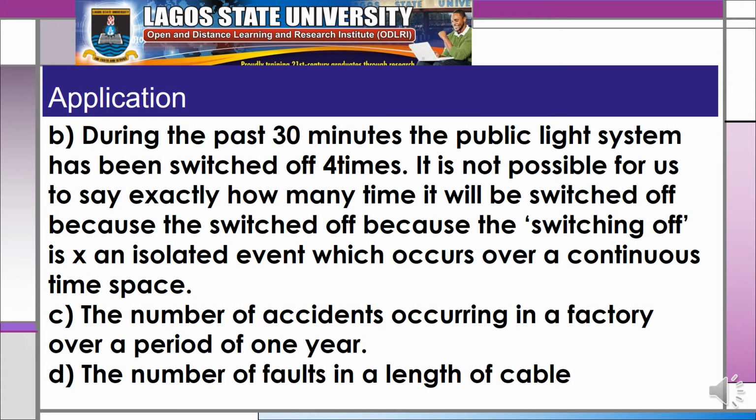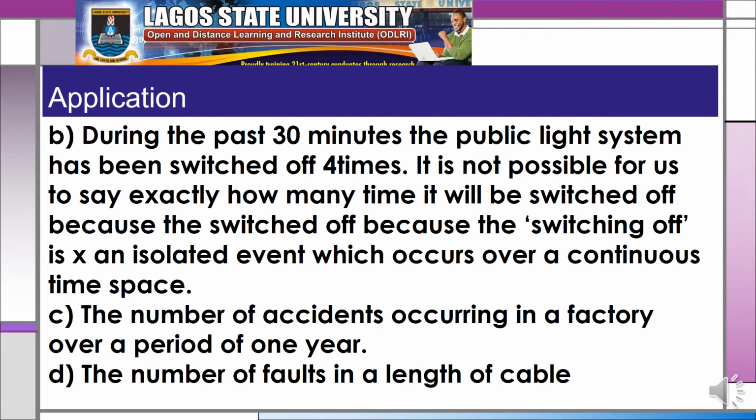2. During the past 30 minutes, the public light system has been switched off 4 times. It is not possible for us to say exactly how many times it will be switched off, because the switching off is an isolated event which occurs over a continuous time space.